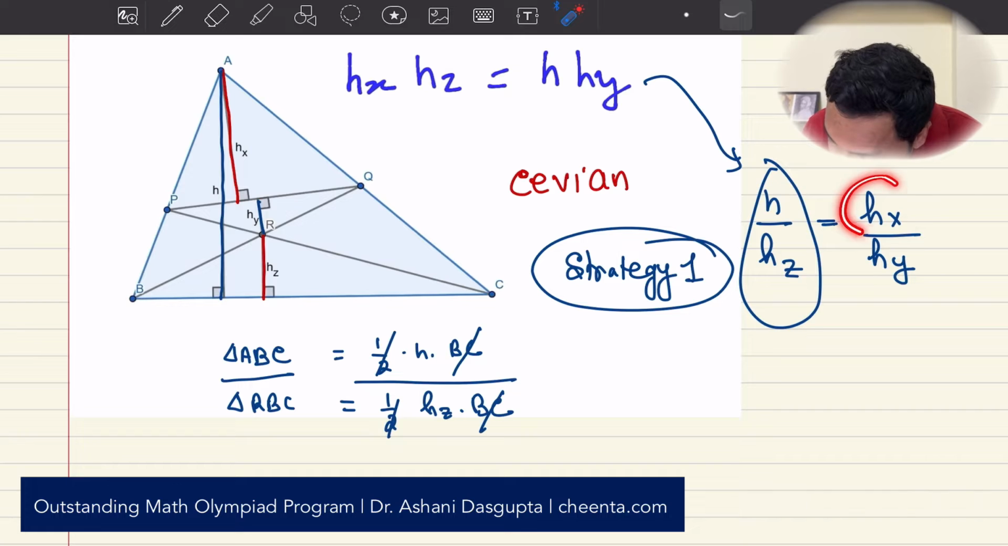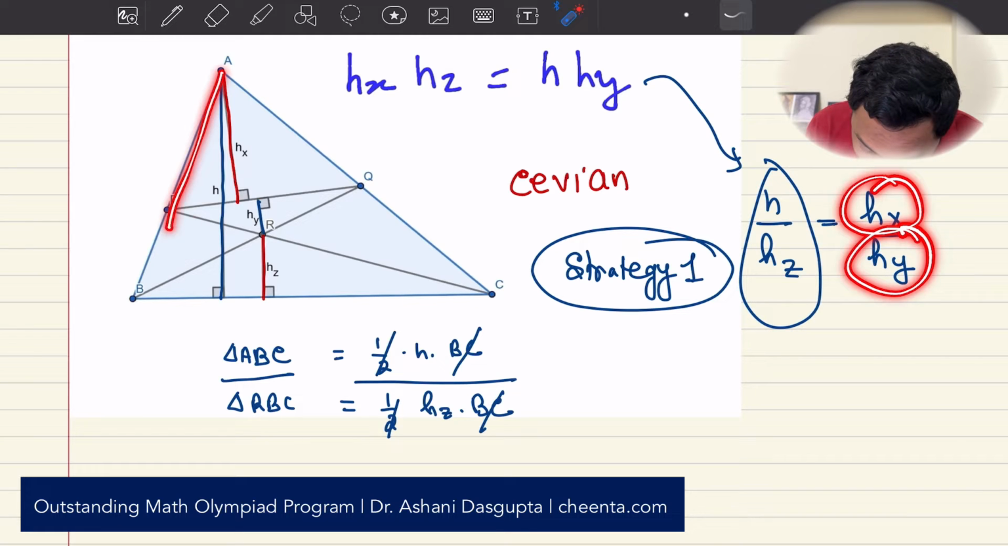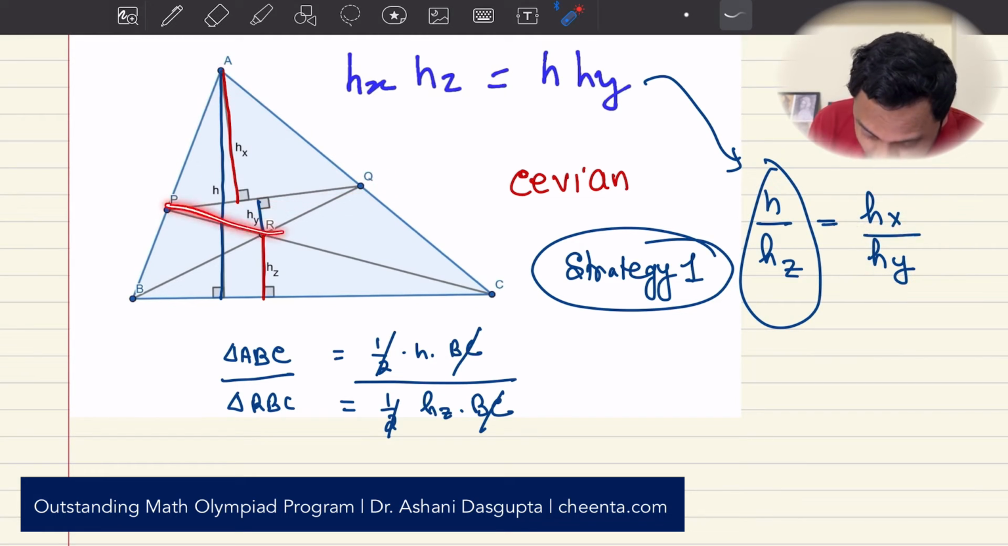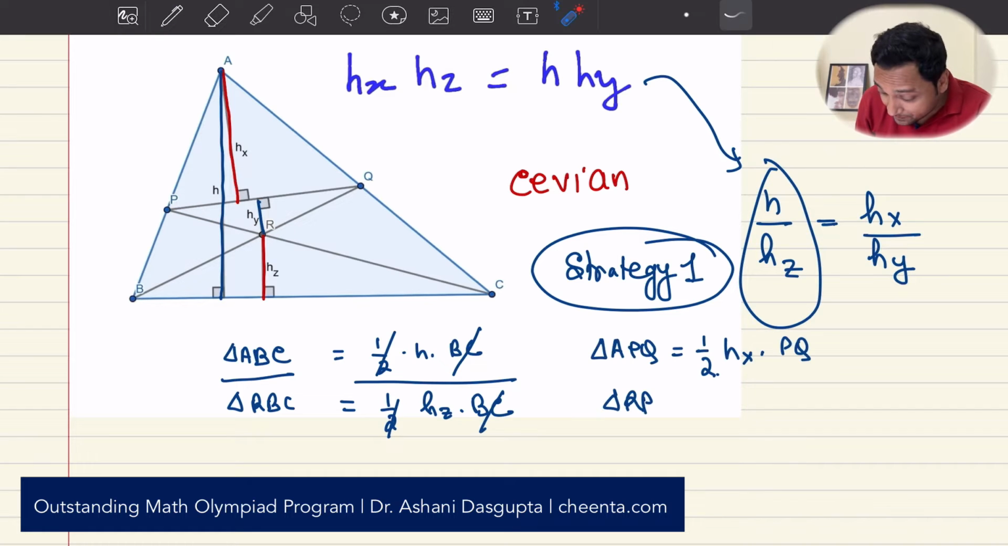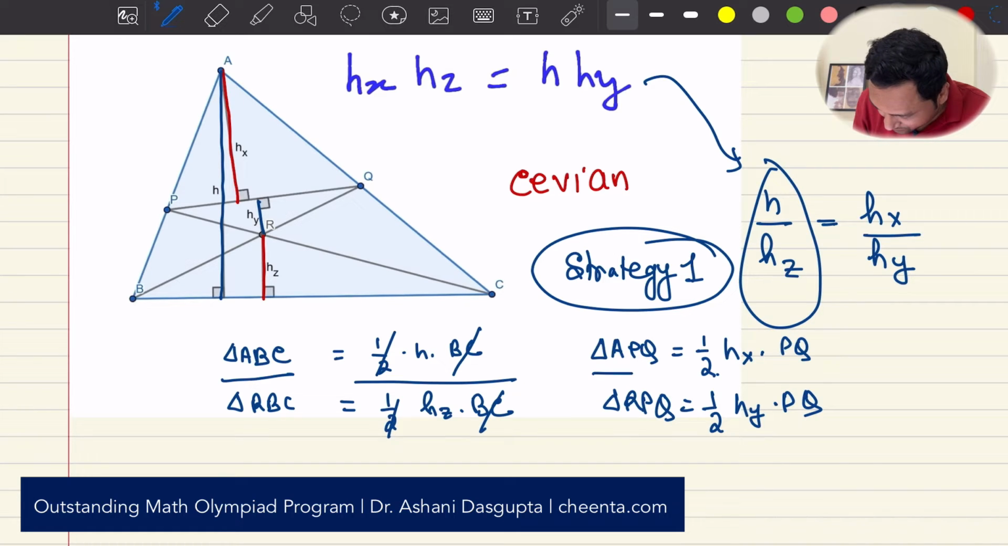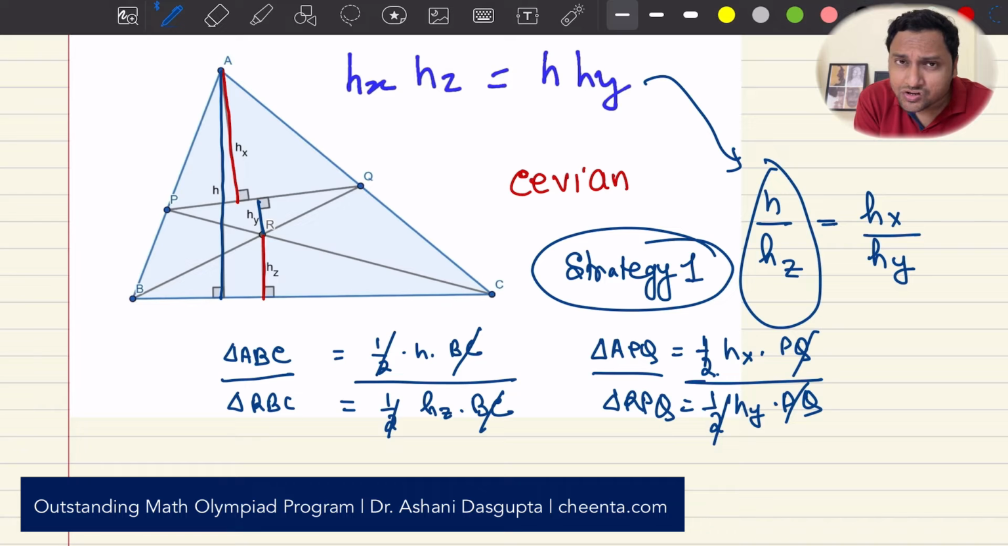Similarly, HX by HY is the ratio of this triangle by this triangle. Triangle APQ is half HX times PQ, and triangle RPQ is half HY times PQ. If you take the ratio of them, we cancel this off, and we get HX by HY. So what did we do? We have successfully converted a ratio of lengths into a ratio of areas.